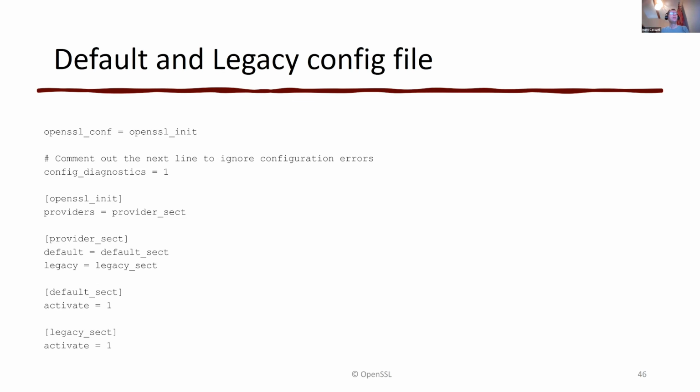Okay, so this config file does the same thing, except it additionally loads the legacy provider. So all we've done here is we've modified that provider_sect to add a line which says legacy = legacy_sect. And again, there's only one thing you can configure about that, and that's whether to activate it or not. So we add in an activate = 1 line. So now we have both the default and the legacy provider loaded and activated by default with this config file.